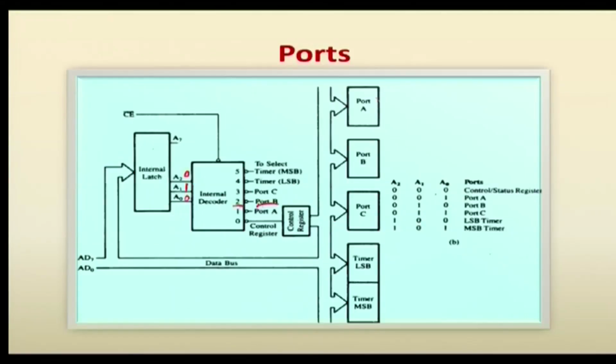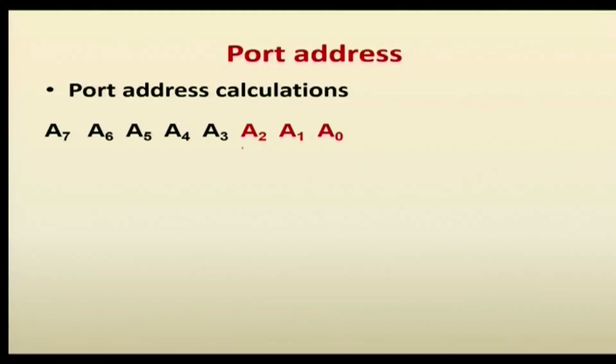After giving the address lines, the corresponding address will be given to port A, port B, port C and timers. So, this is simply port selection, how we select the port address based on the address lines. This shows the address lines A0 to A7. Among A0 to A7, only 3 address lines are used for the decoder. The remaining address lines are not used, that is why they are shown in black color.